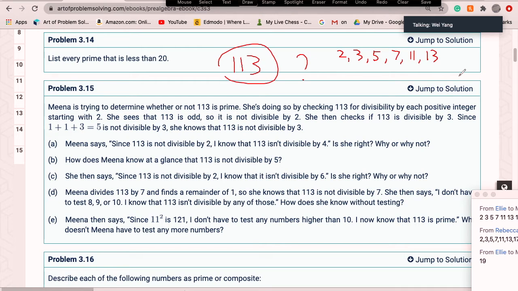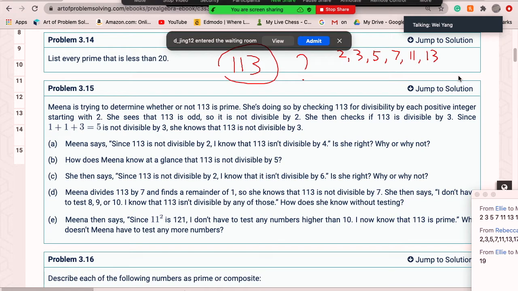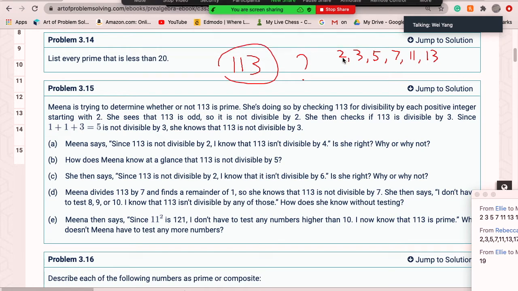To do this, first we need to check if 113 is divisible by 2. Definitely not, because 113 is an odd number. It's not an even number, it's an odd number, right? So that means 113 is not divisible by 2.